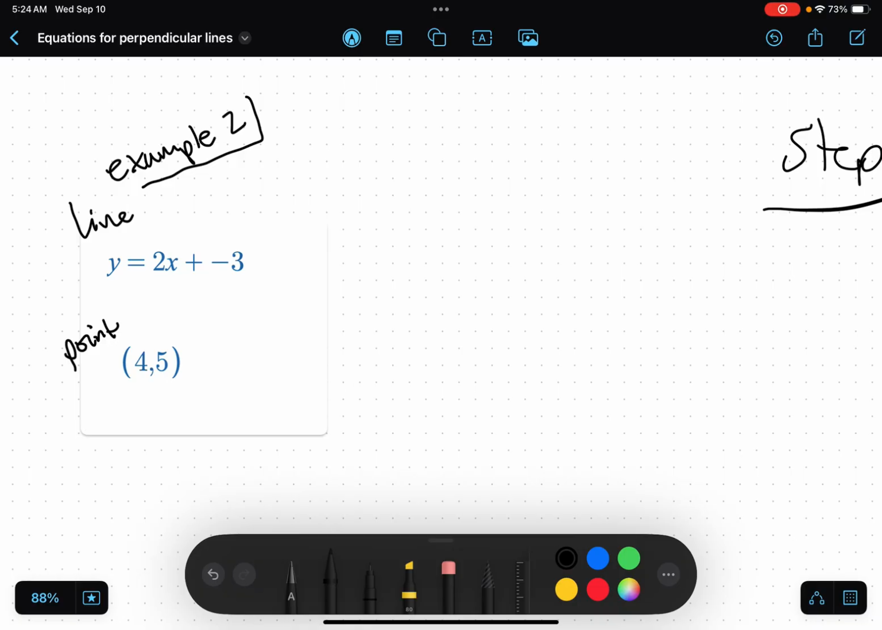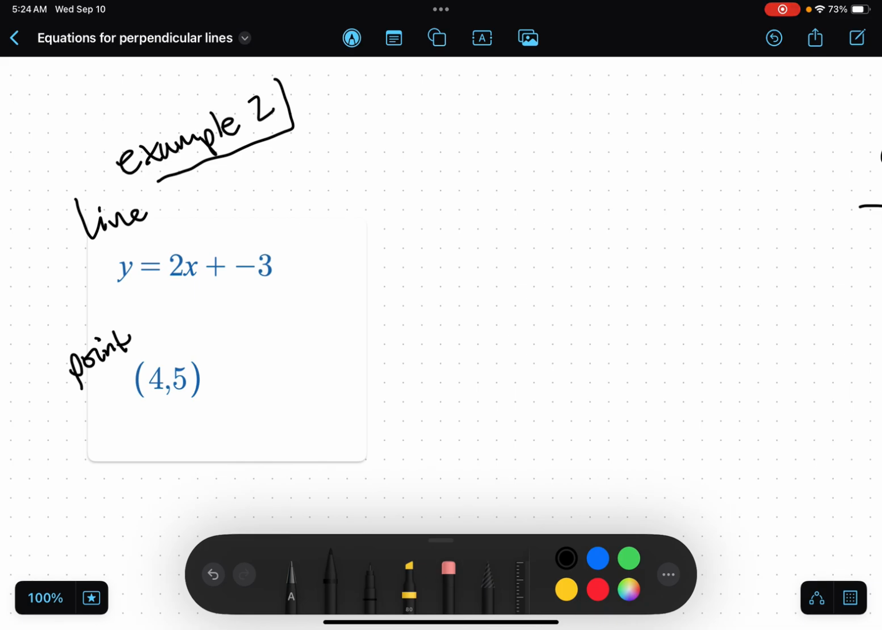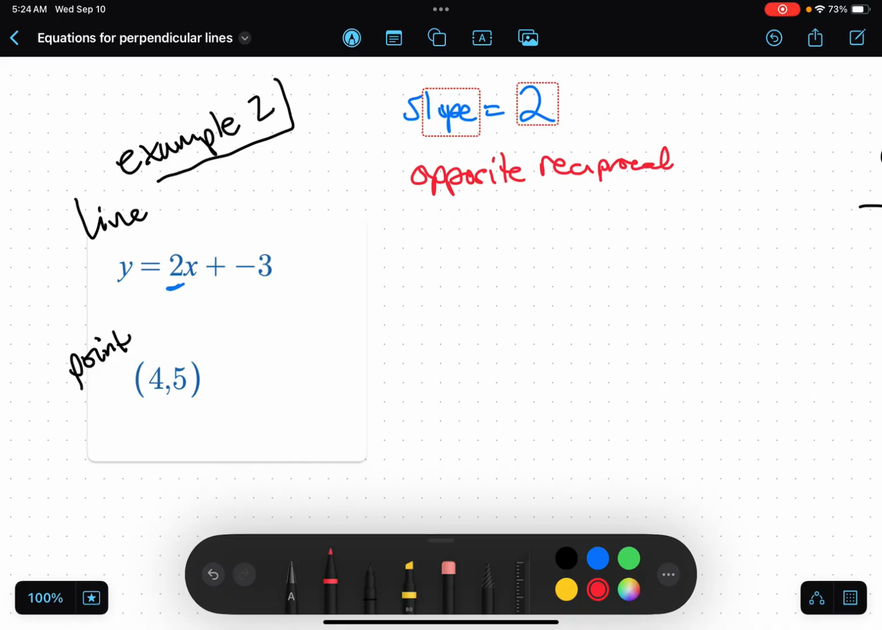All right, so hopefully you paused your video. Let's go through the steps together and see where you got stuck or if you got the right answer. So 2 is my slope. So let's start with my original slope is 2. Now I want to find my opposite reciprocal slope. So what is the opposite reciprocal of 2?